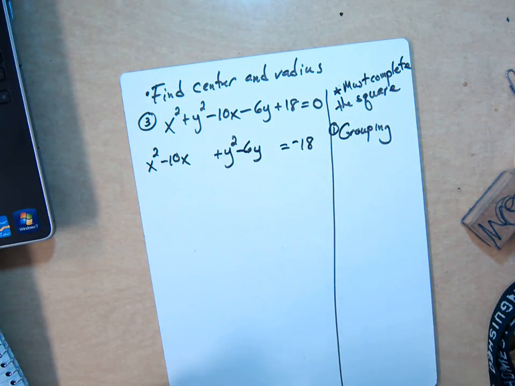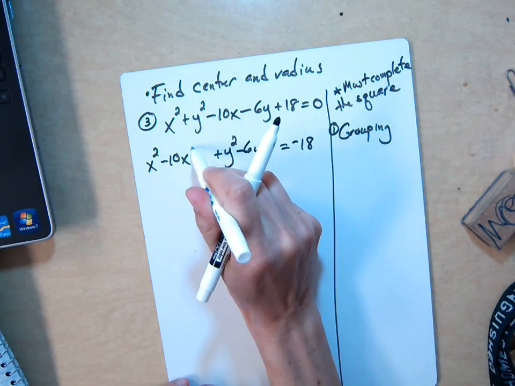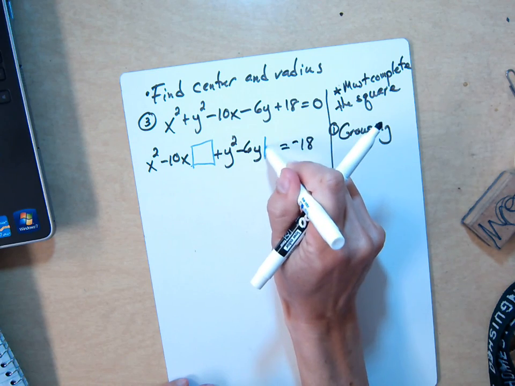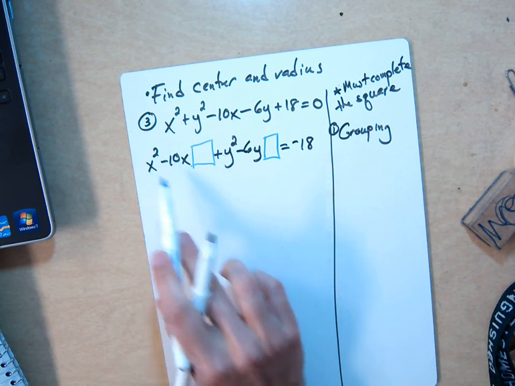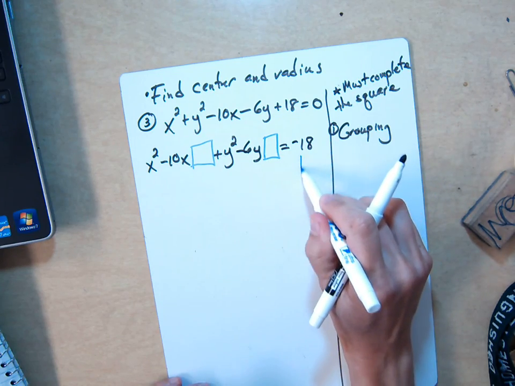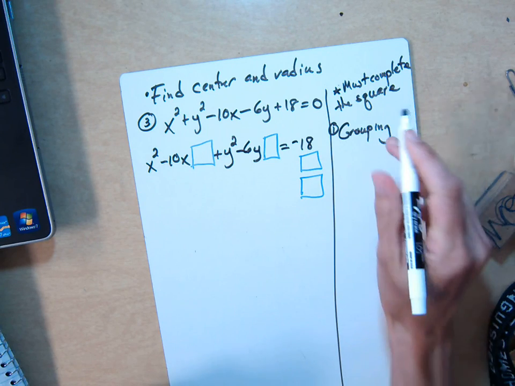So grouping was first. Now I'm going to actually complete the square. So I like to put this here just to show that I'm adding. You're always going to add something. You'll complete the square here and here. And whatever you add in those boxes has to go on the other side as well.